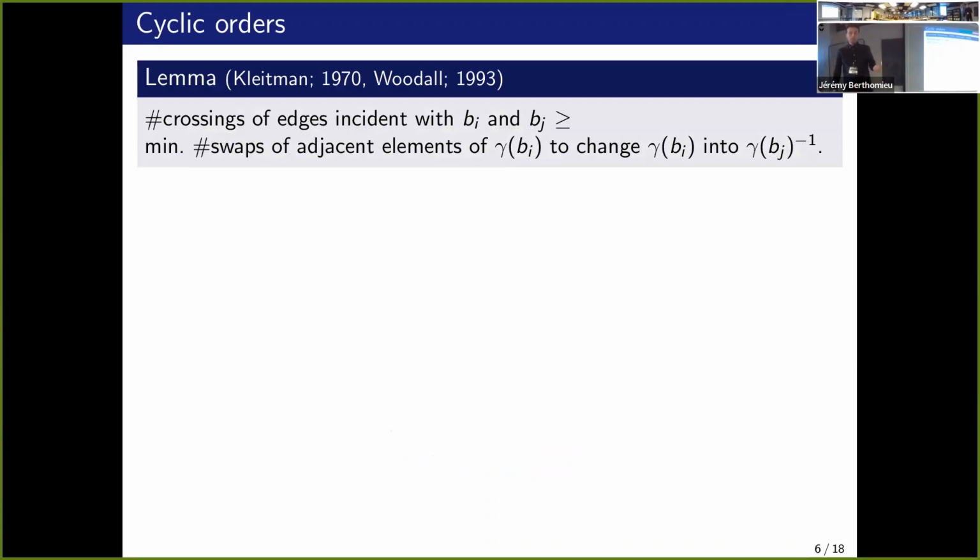Now there's a classical lemma by Kleitman, and there's a nice proof in a paper by Woodall, that the number of crossings of edges incident with Bi and Bj, so you take any two vertices in the lower part, is at least the minimum number of swaps of adjacent elements of gamma Bi to change gamma Bi into the inverse of gamma Bj. Gamma Bi and gamma Bj are both m-cycles, so you can also compute the inverse, which is also an m-cycle. This minimum number of adjacent swaps gives a lower bound for the number of crossings of edges incident with Bi and Bj. So you mean just transpositions? Transpositions, yes, of adjacent elements. But you can also swap the first and the last element, so it's a cycle.